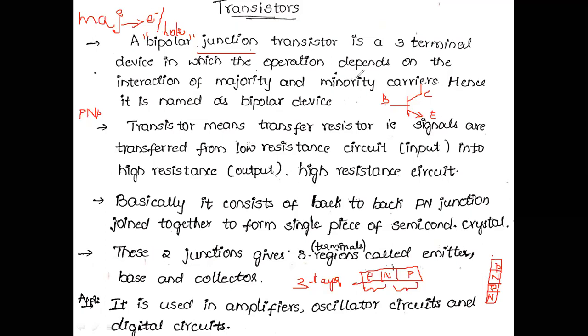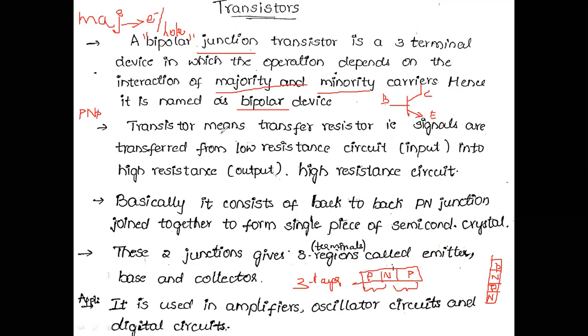Operation depends upon the interaction of majority and minority charge carriers. That's why we are calling this bipolar. The operation mainly depends upon the majority charge carriers as well as minority charge carriers, so we can call this bipolar. That is the meaning of bipolar. Hence it is named as a bipolar device.